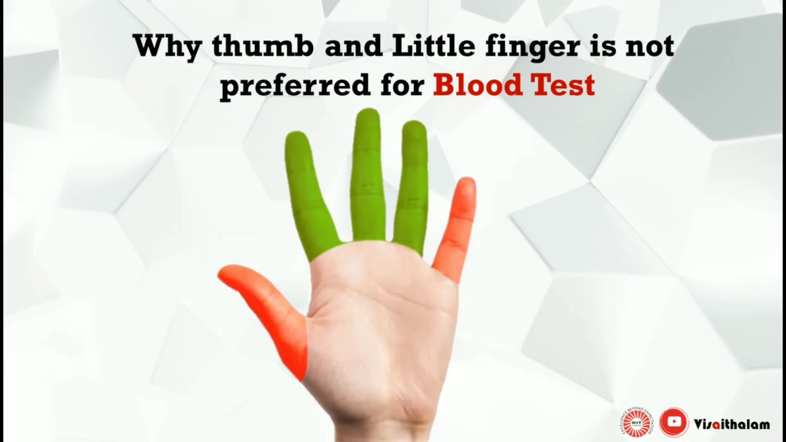Right, now an important thing to note is why the thumb and little finger are not preferred for a blood test. Have you ever noticed that our thumb and little finger are not preferred for a blood test? Yes, the reason is that the thumb and the little finger are closely connected to the wrist. Also, other fingers heal more quickly and do not get infected. Also, it does not hurt so much. That's the reason why the thumb and the little finger are not preferred for a blood test.